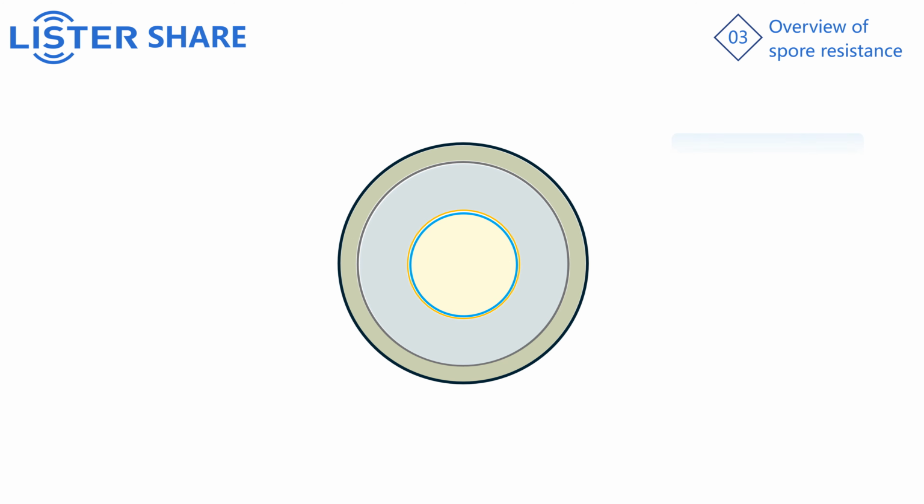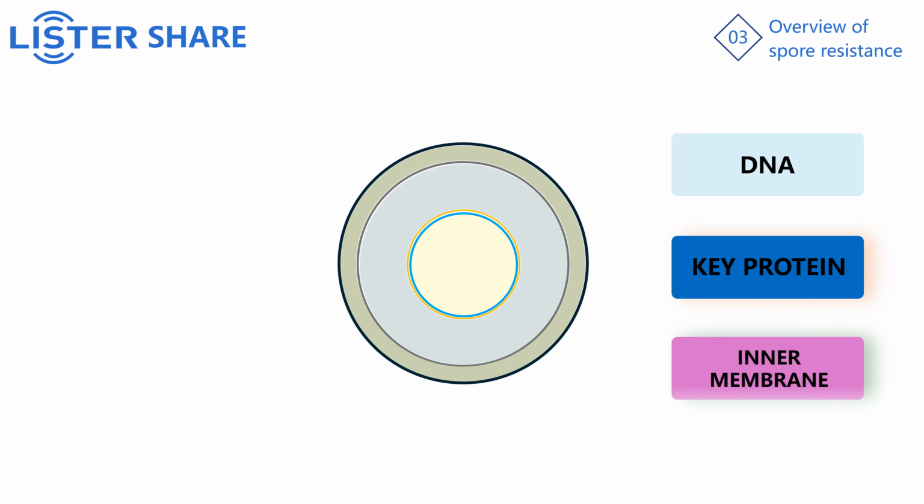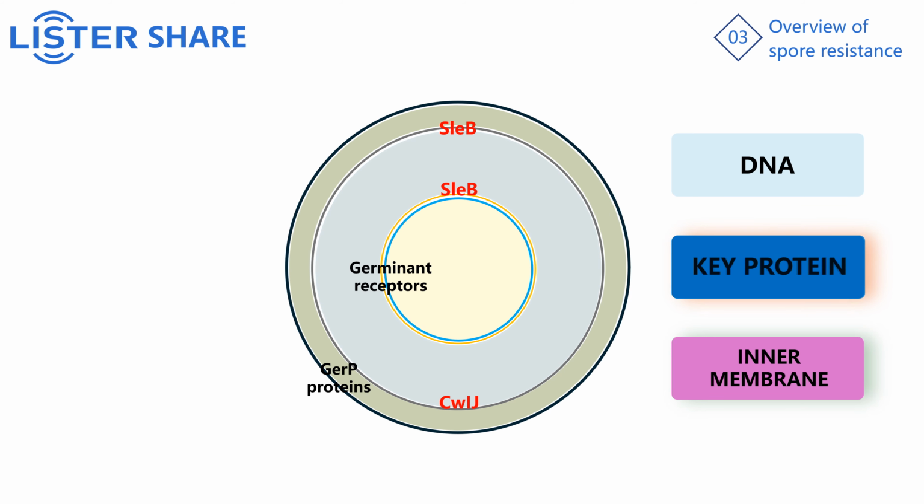Spores are killed by damage to a number of different components, including DNA, key proteins, inner membrane, and likely other components as well. DNA is the genetic material located inside the core of the spore, and once DNA is fatally damaged, the spore will completely die. The key proteins mainly refer to the enzymes involved in the main metabolic activities of spores. Once these enzymes are missing, spores cannot germinate, or even if they germinate, they cannot continue to grow.